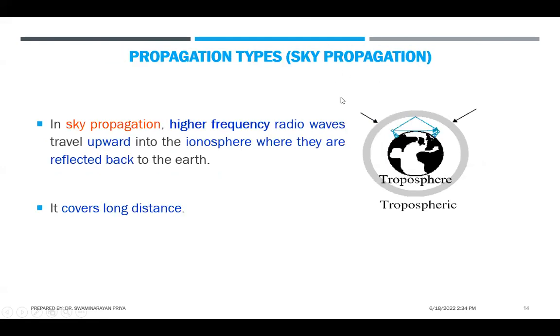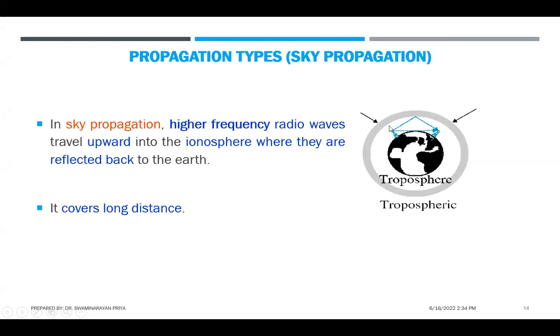The second type of propagation is sky propagation. So sky propagation means what? In sky propagation, they use high frequency radio signals, and high frequency radio signals always travel in a straight line, and they travel in the upward direction. But from the edge of the ionosphere, the signals will be reflected back.